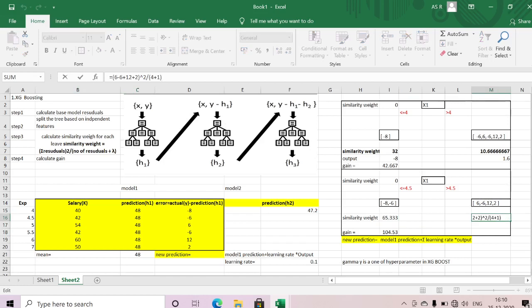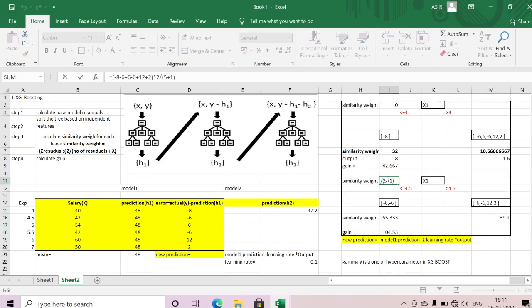In a similar way I am calculating the similarity weight for the second leaf. 6 minus 6, 12, 2, 4. We sum all the residuals, take the whole square, and divide by the 4 residuals we have plus 1, since the lambda value is 1. Similarly, we need to calculate it for the first split.